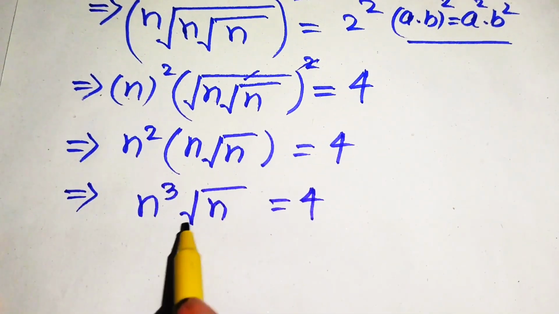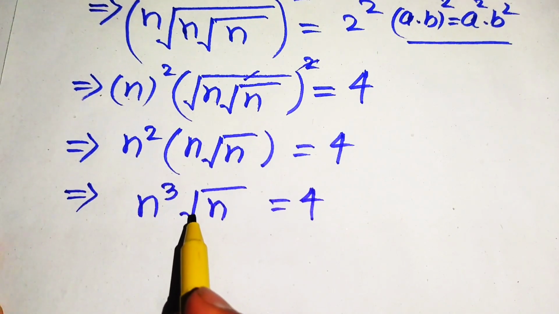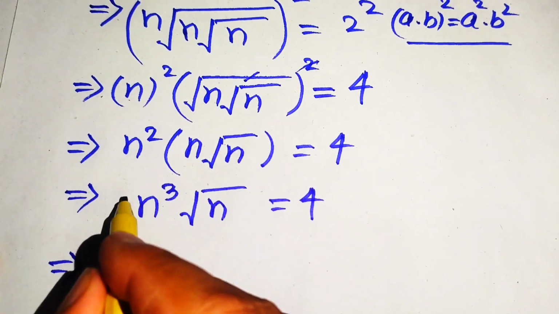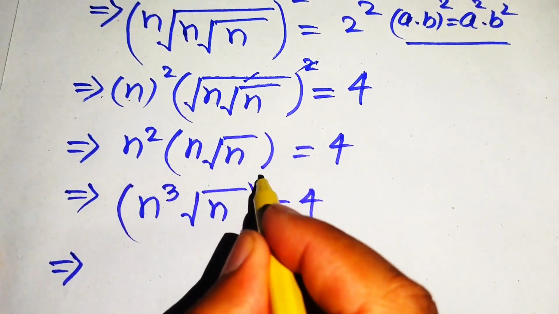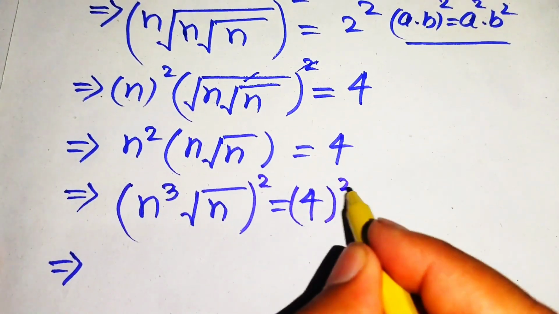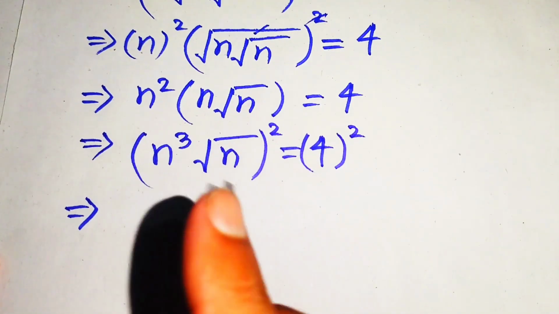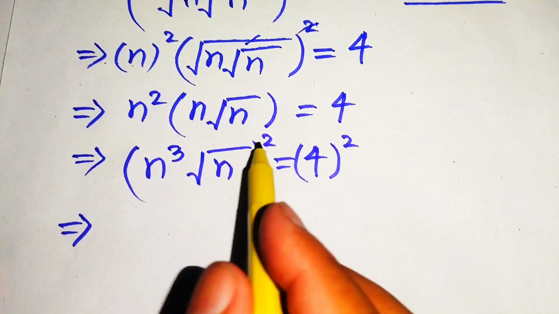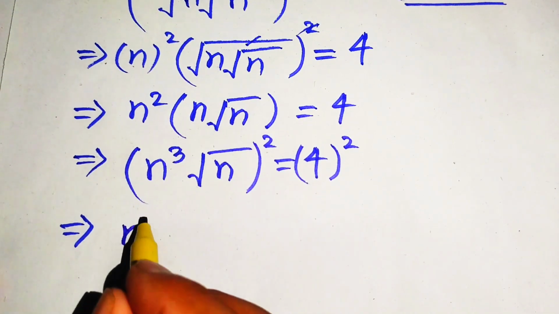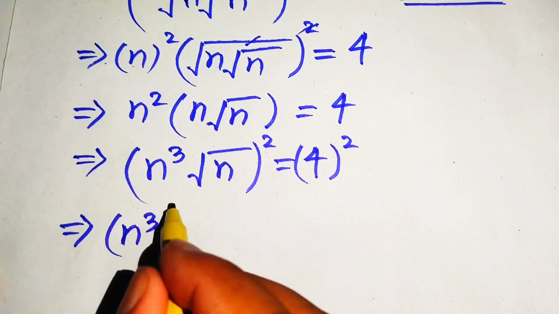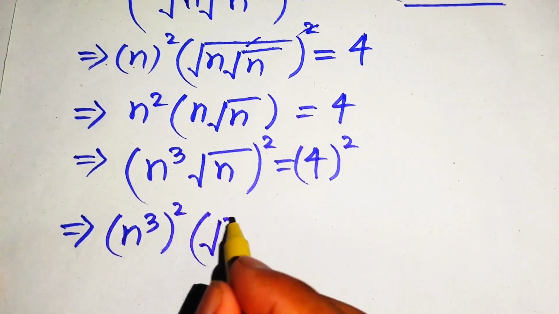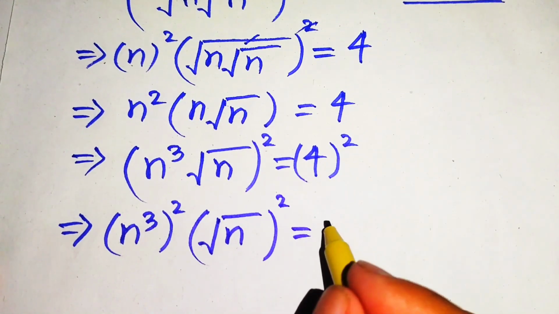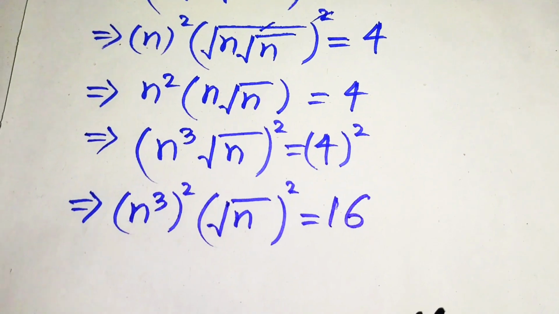Again, in order to remove this square root or radical sign, we need to square both sides of this equation. Again we use this fact and separate the square of both of these terms, and we write it as n cubed squared times the square root of n, whole squared, equals 4 squared, which becomes 16.